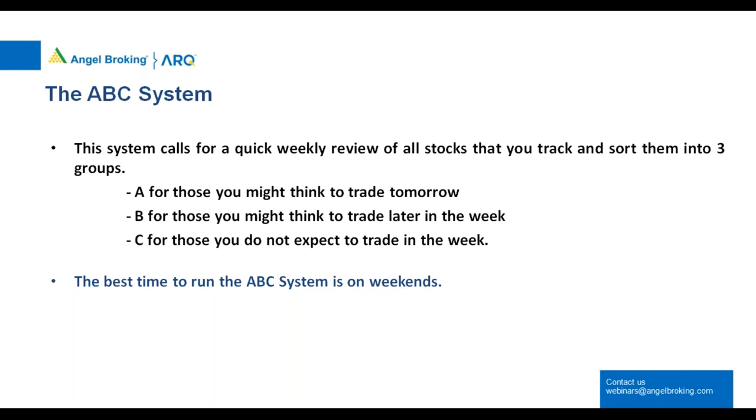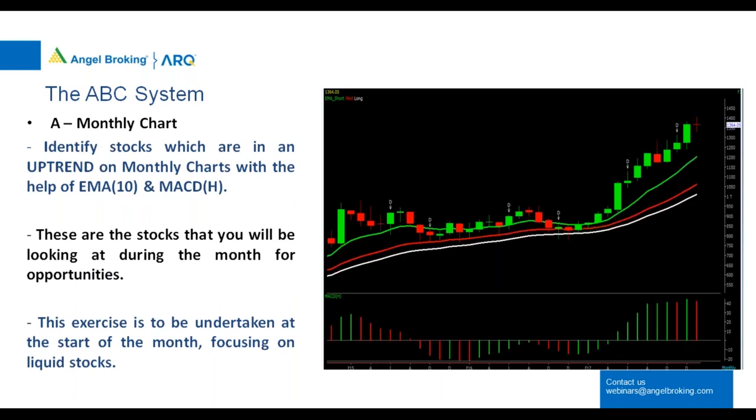So this ABC system basically helps you categorize the stocks which are ripe for investing tomorrow, which you could get a buying opportunity in the week, or which you do not expect to trade in this week. The best time to run the ABC system is on weekends. Why weekends? Because after Friday the entire week is over, so the weekly charts are also up for you, and you can have a better view.